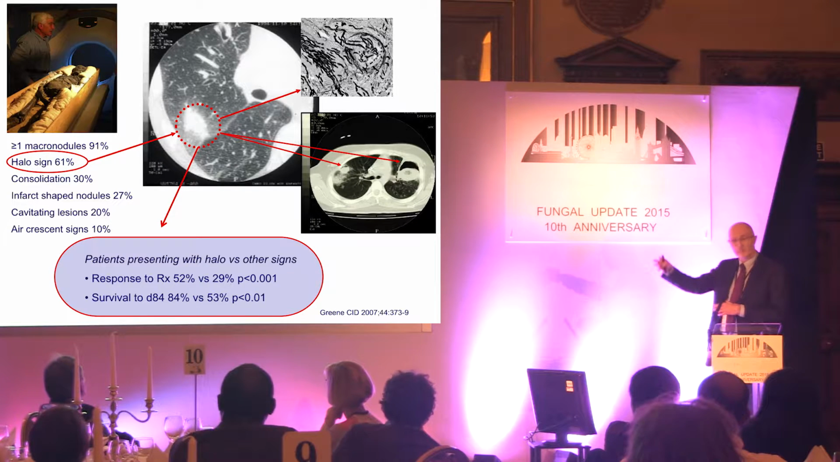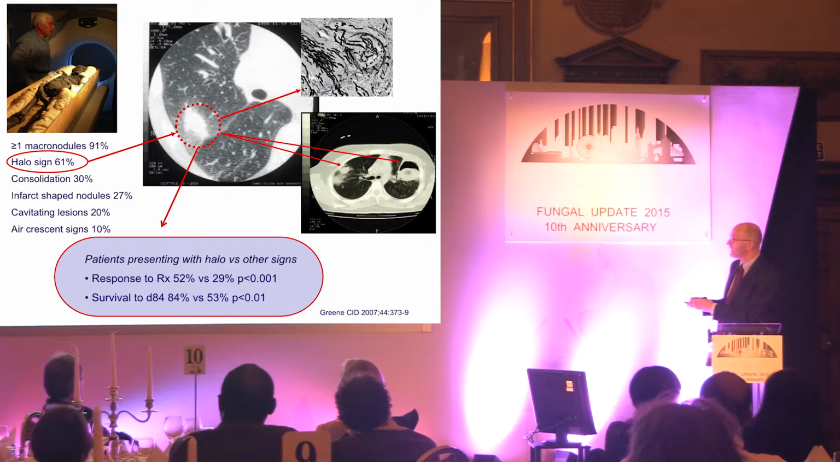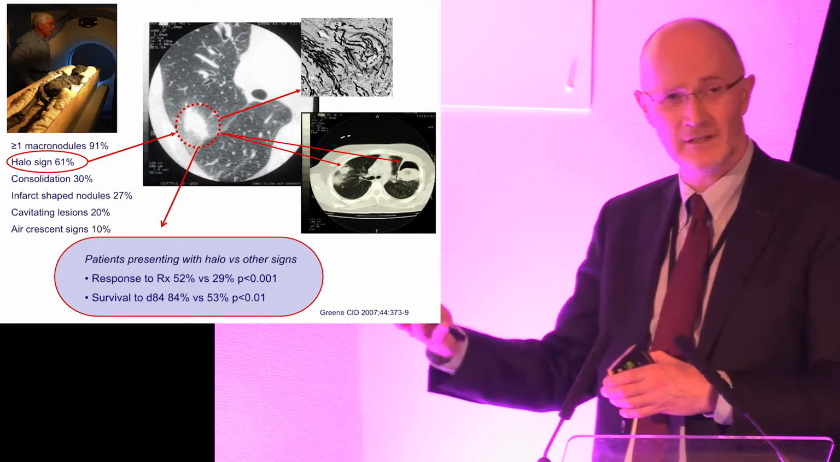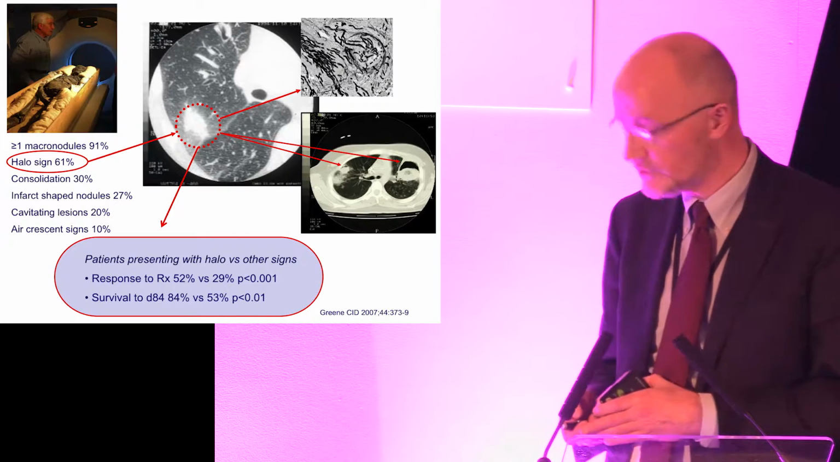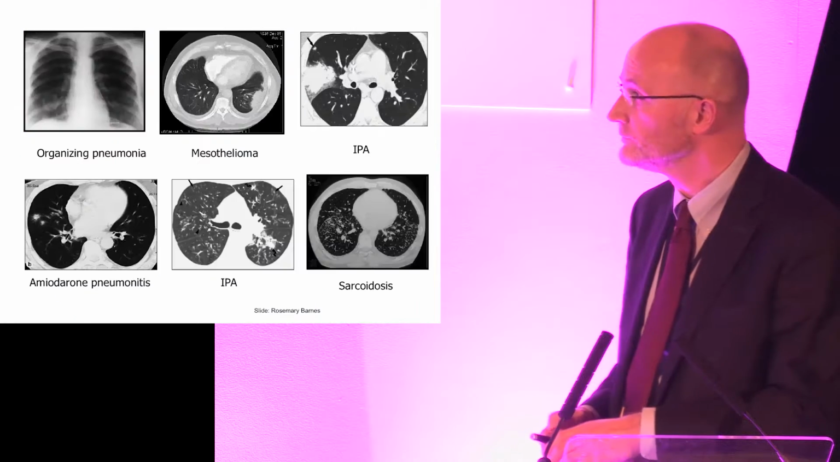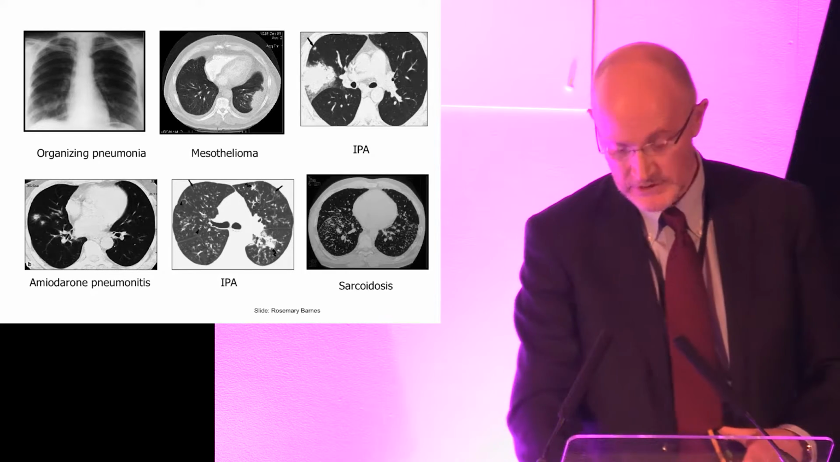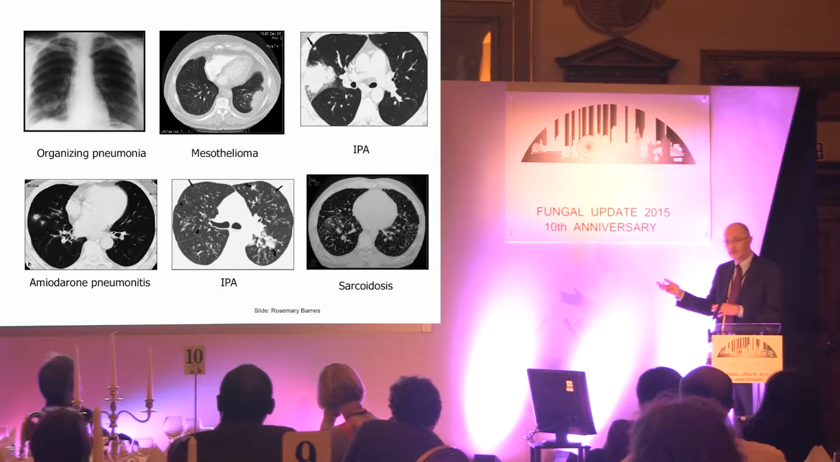Well, that's all very well, but by the time you see macronodules, your disease is already extremely well advanced, and it's very difficult to treat these patients with a good outcome. And the much heralded halo sign is only seen in 61%. So in Scottish money, that means that nearly half your patients don't actually have this sign that is supposed to be pathognomonic. And the other thing is, and Liz showed a slide that was very similar to this, that it's actually very difficult to interpret CT scans.